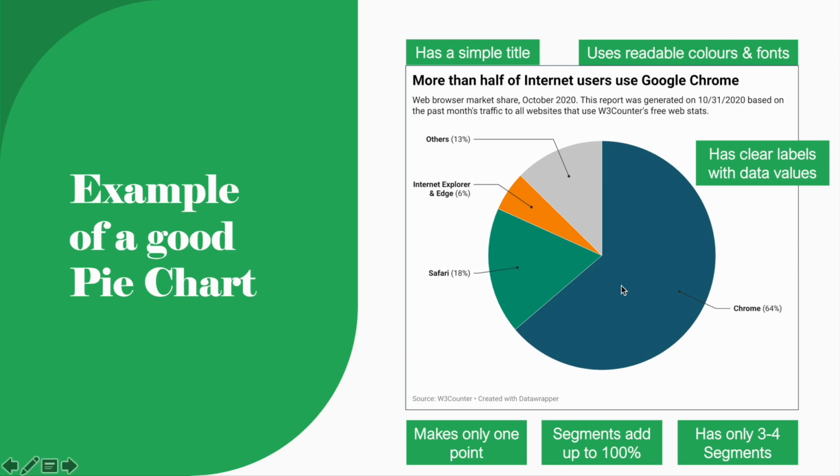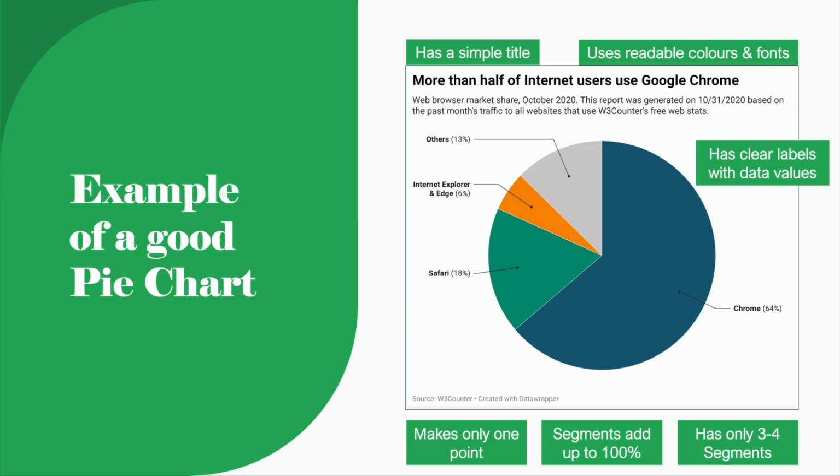All the segments also add up to 100%, which is the critical point about presenting a pie chart. And as you can see, it only has 4 segments, which also checks our good practice list. So this is an example of a good pie chart.